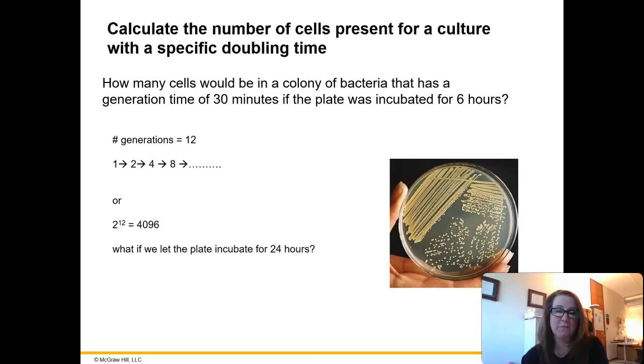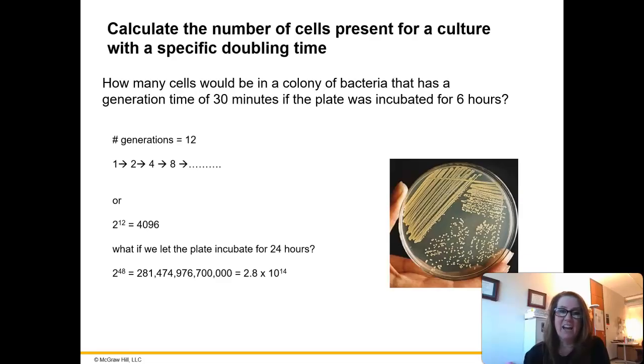All right, so then we can ask ourselves another question: what if we let the plate incubate for 24 hours? Now again, we're thinking about 30-minute doubling times. So you're probably already thinking about it. How many 30-minute time slots are there in 24 hours? The answer would be 48. So now we just say 2 to the 48th power and take a look at that number. Obviously, it's easier to say it is 2.8 times 10 to the 14, but it gives you an idea.